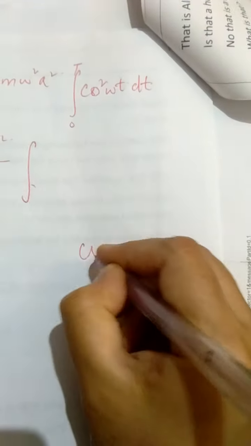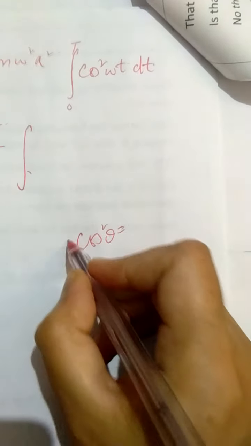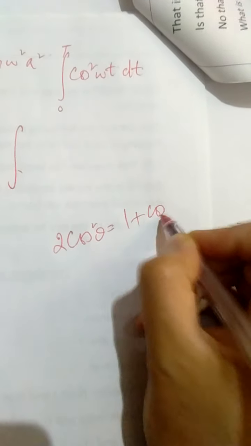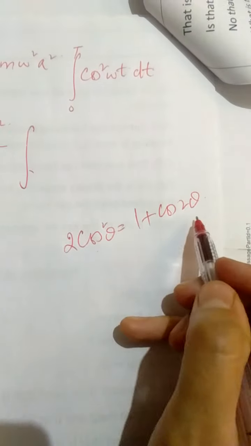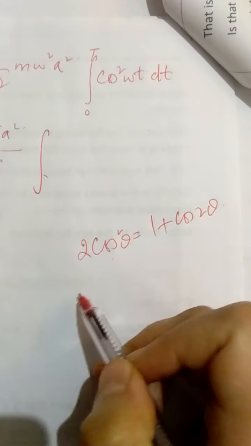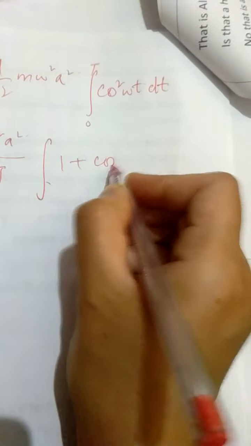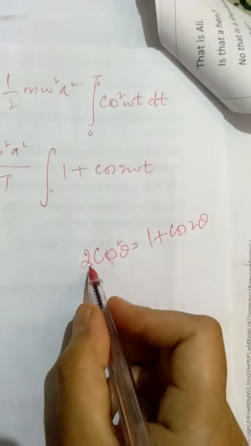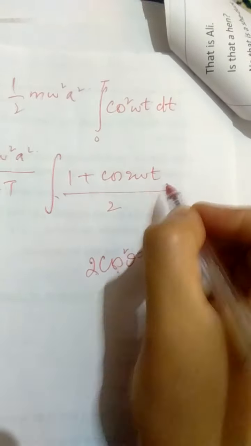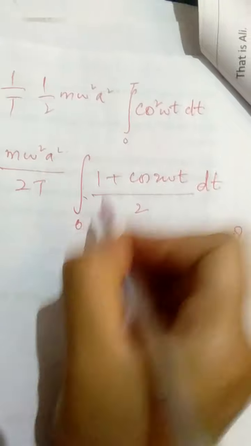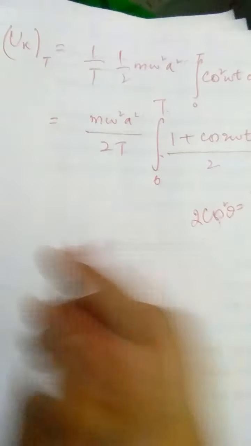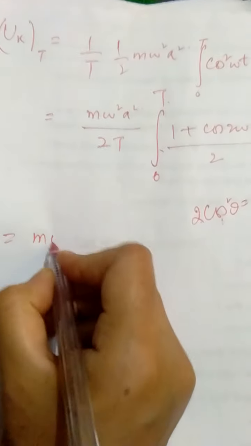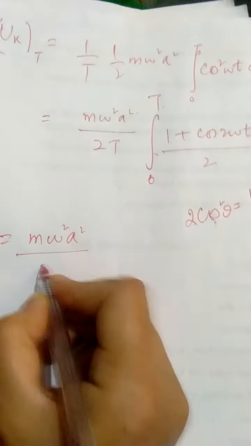I hope all of you remember the trigonometric formula that cos square of theta, 2 times, is 1 plus cos of 2 theta. So when we use that, what do we get? This is 1 plus cos. For theta, we have omega t here, so it will be 2 omega t, and this 2 will come in the denominator, divided by 2 dt integral 0 to T. So once you do that, that is equal to m omega square a square by 2T.